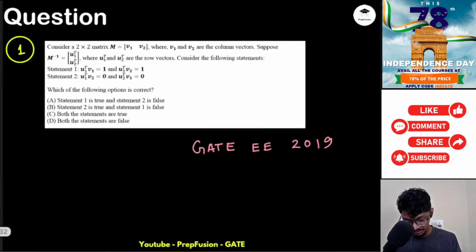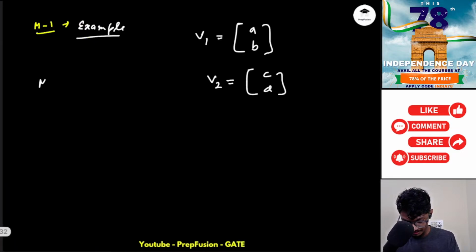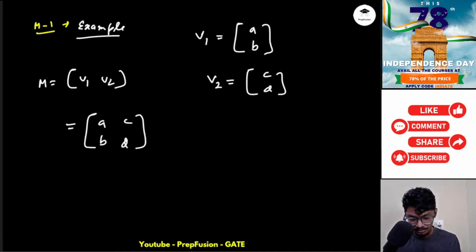And how are they writing this V1, V2? M is a 2 cross 2 matrix. How is it possible? If I write M, it will be V1, V2, and if I expand this, V1 will be A B and V2 will be C D. This will be my M. So what is my M inverse now? What is my M inverse? Just hold on a second.